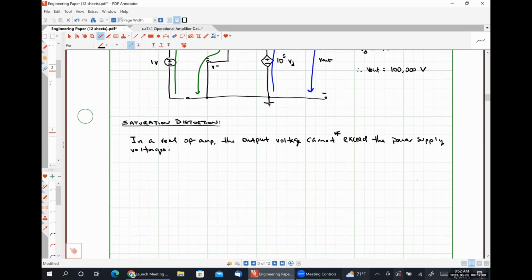So under this constraint, what we will see is that our output voltage will have one of three values. It will saturate to VCC plus, the positive supply voltage, when the product of AVOL times our differential voltage, the nodal voltage at our non-inverting input terminal minus the nodal voltage at our inverting input terminal, is greater than or equal to VCC plus. We call this positive saturation.